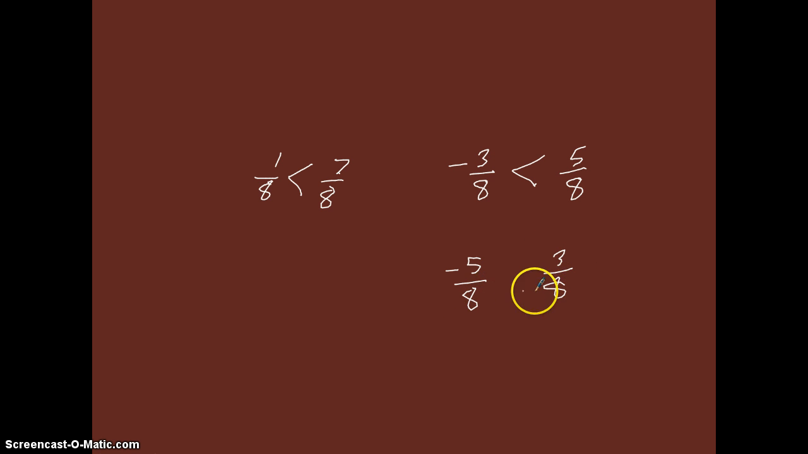Once again, we have the same denominator, so that doesn't affect anything. And here we have -5 and +3. Well, any negative number will be less than a positive number. So even though the absolute value of this may be greater than the absolute value of this one, in reality, if you have -5, that's going to be less than +3.